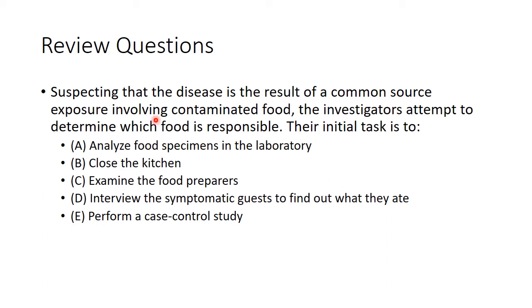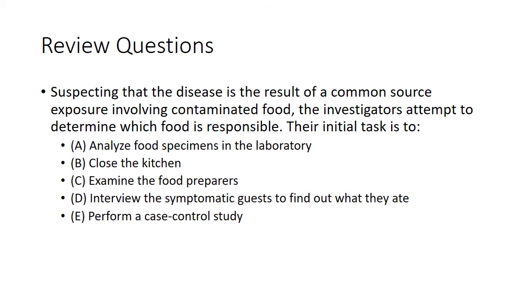Okay, so let's say we're suspecting that the disease is a result of a common source of exposure involving contaminated food. The investigators attempt to determine which food it is. So their initial task should be to analyze food specimens in the lab, perform some CSI-like maneuvers, close the kitchen, examine the food preparers, see if they're picking their nose or something like that prior to making the food, interview symptomatic guests to find out what they ate, or perform a case control study.